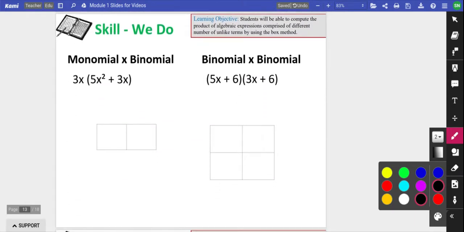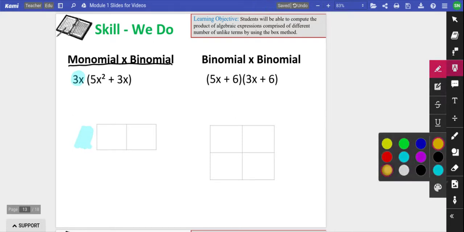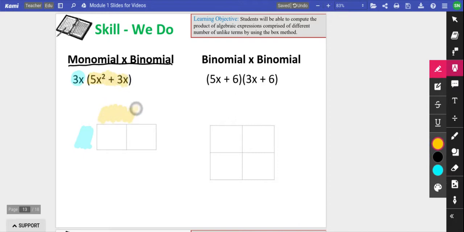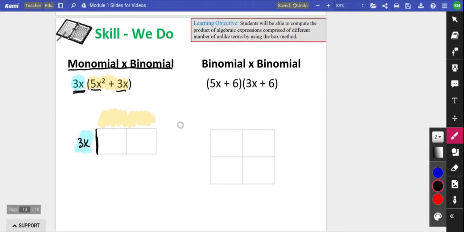Let's start by solving a problem. Whenever you start multiplying, in this case we are multiplying a monomial times a binomial, we have to place them in the box accordingly. We will start by placing this term right here on the left, and we will be placing the binomial at the top. As you can see, the first one is composed of one term, so there's only one square right here. The next one is composed of two terms. That's why I have two boxes, one for each, 5x squared, and then the 3x on this one.